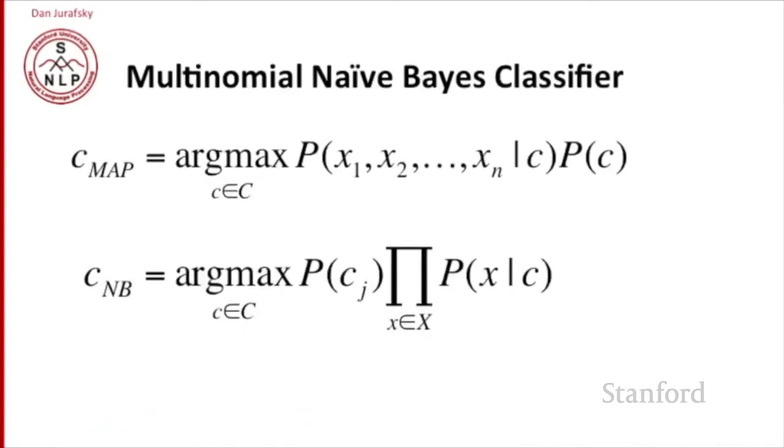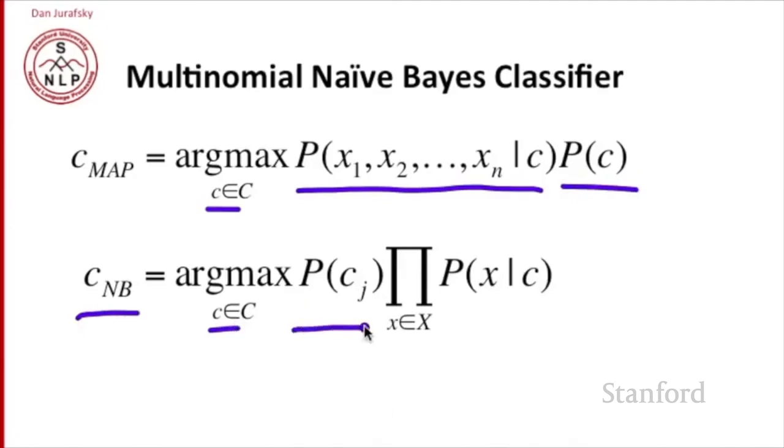In other words, in order to compute the most likely class under the naive Bayes assumption, instead of multiplying a likelihood, the probability of a whole joint string of features, times the probability of a class, we're going to simplify that and say that the best class by the naive Bayes assumption is the class that maximizes the prior probability of the class, so that's the same. But now, more simply, we're just going to multiply, for every feature in the set of features, the probability of that feature given the class. Much simpler equation.